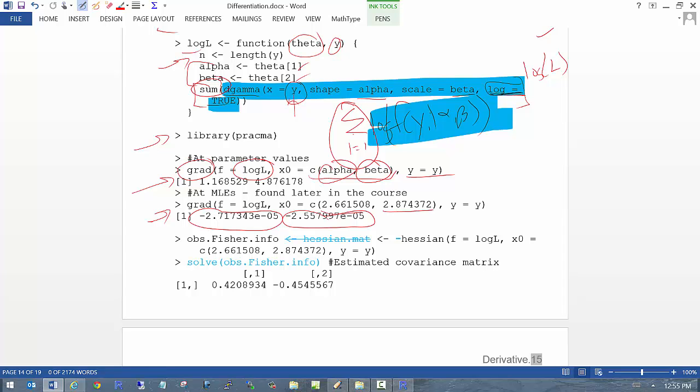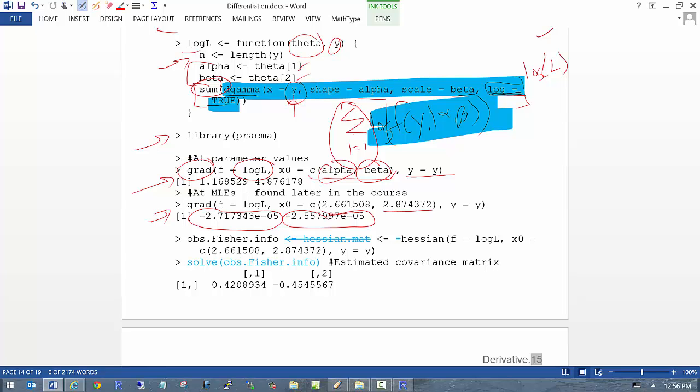Now, one thing that we often are interested in is to find an estimated covariance matrix for our maximum likelihood estimators. And the simplest way that you can do that when you're doing maximum likelihood estimation is to find the Hessian matrix, find the negative of that. That's the observed Fisher information.